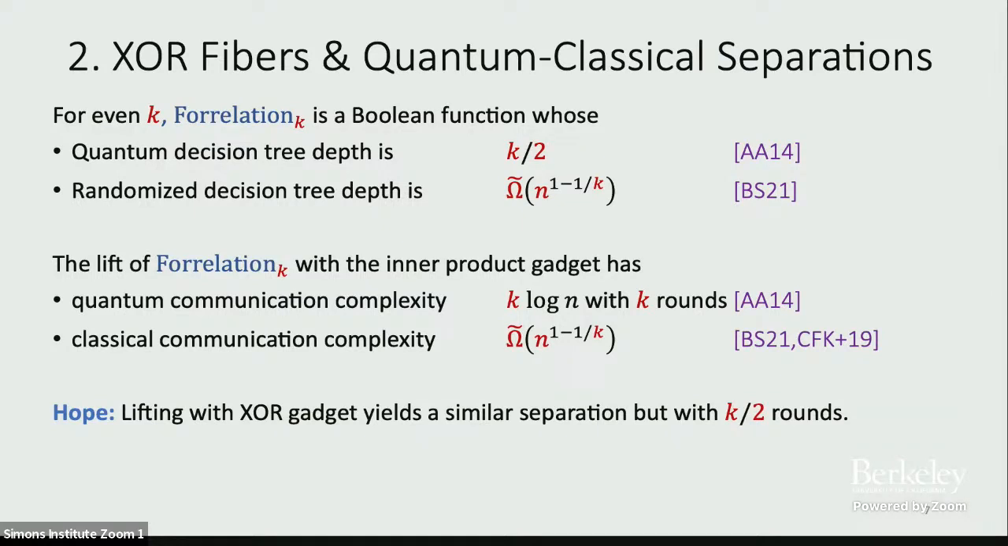If you look at correlation lifted with XOR, it has a quantum protocol with half the number of rounds. In particular, the two-fold correlation has a one-way quantum protocol. In fact, it has a quantum simultaneous protocol, which is even weaker than a one-way quantum protocol. So the question is then, what about the lower bound? If you lift with the XOR gadget, does the same kind of lower bound hold? To do this, you really need to understand Fourier growth for XOR fibers.